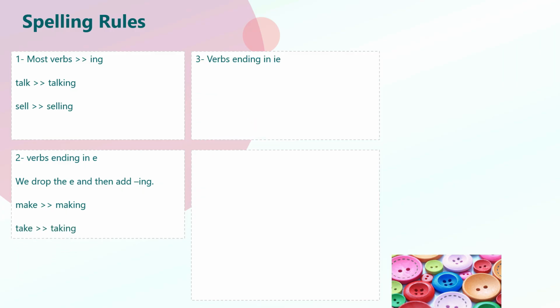Next, verbs ending in ie are a little different. We drop the ie, add a y, and then add ing. For example, tie becomes tying, and lie becomes lying. See, we replaced the ie with a y and added ing.